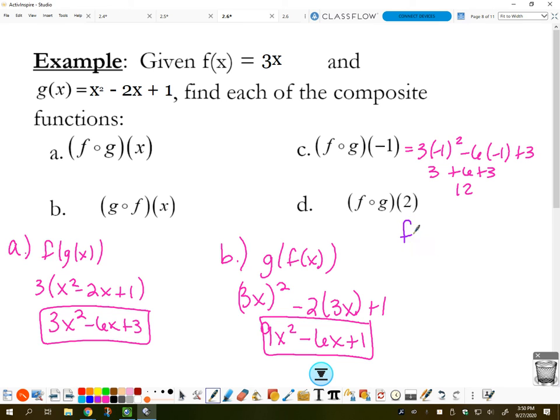Okay, so this one we'll try the other way. We do f of g of 2. So g of 2 is 4 minus 4, so 0, 1. So f of 1 is 30.